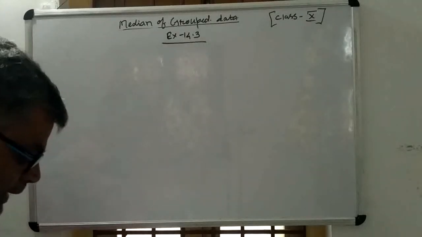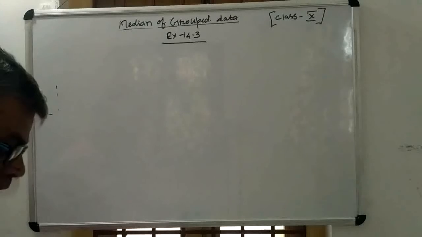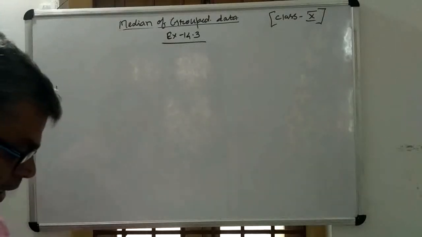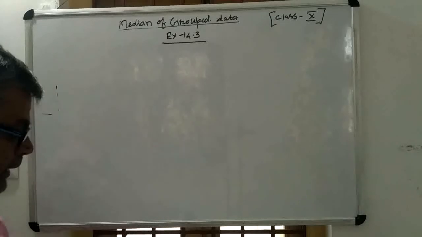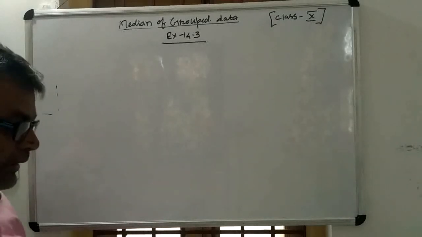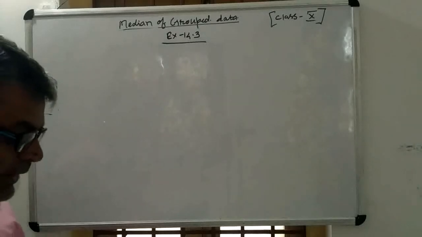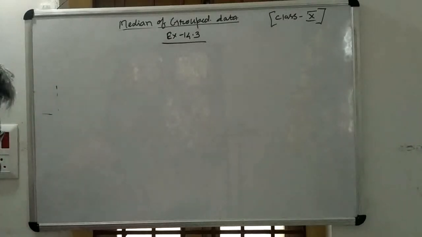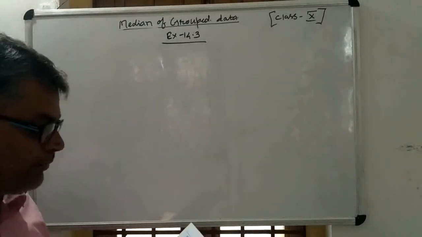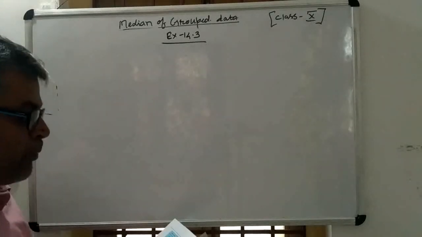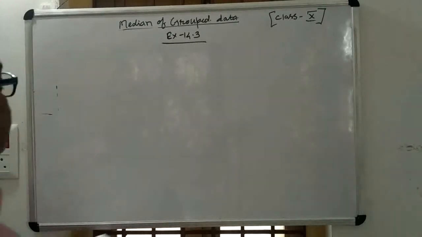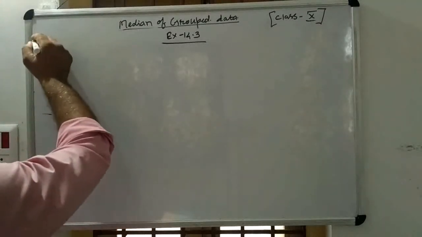A life insurance agent found the following data for the distribution of ages of 100 policy holders. Calculate the median age if policies are given only to persons having age 18 years onwards but less than 60 years. The table is given below: below 20, below 25, below 30, below 35, below 40, below 45, below 50, below 55, and below 60. So first you prepare the class intervals in grouped manner.